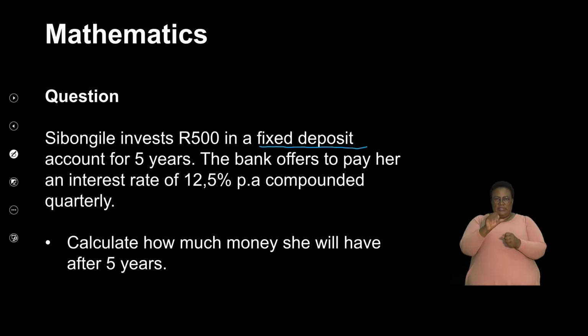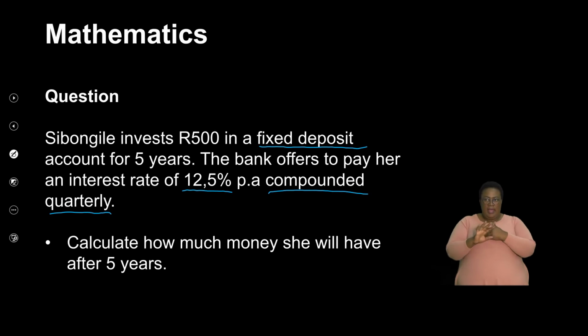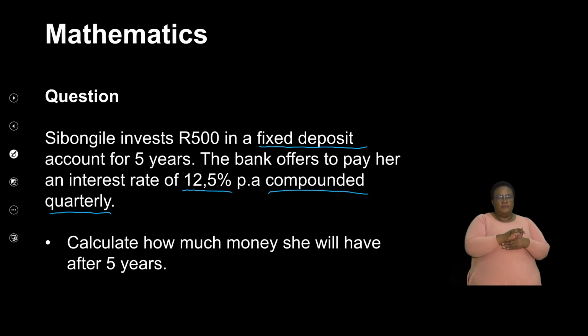Fixed deposit account means that I am only holding the 500 and I'm leaving it there for 5 years. And I just want it to grow. That's what it means, right? And then the bank offers to pay her an interest rate of 12.5% per annum, compounded quarterly. Remember, compounded quarterly means that this is given to her on a quarterly basis in a year for 5 years, right? But she is not getting 12.5% every quarter. No, she is getting a fourth of that. So a quarter of 12.5% every quarter of the year until the investment matures.